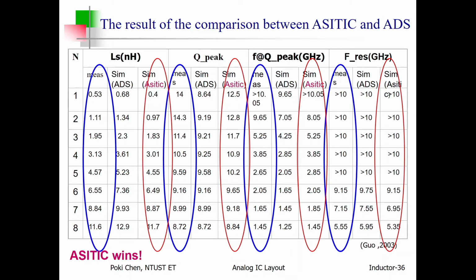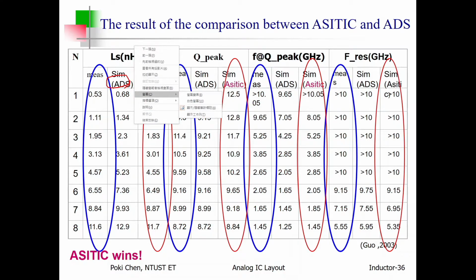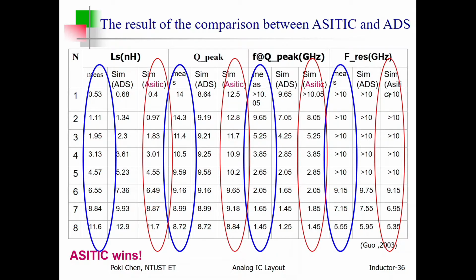Okay, you can see even with the commercial product ADS compared to the free software Aesthetic. Free means you can download Aesthetic online. Maybe you need to submit some kind of application, and after that you can get the free software. So let's see which one, between ADS and Aesthetic, provides the closer result to the measurement. You can see 0.4 is closer, the difference.